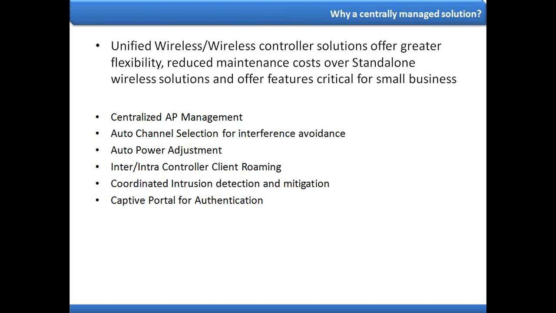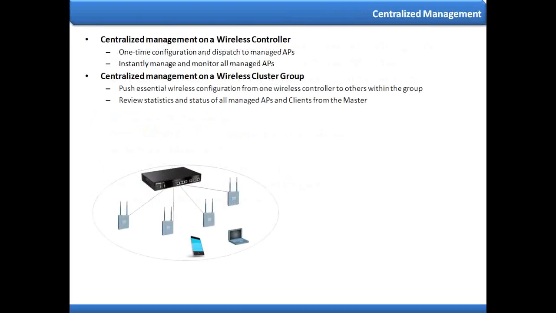Wireless controllers can also provide coordinated intrusion detection and mitigation, something I haven't talked about yet. Your wireless controller should be intelligent enough to allow users who are permitted onto the network, and also make sure that any clients or access points that shouldn't be connected to the network are dealt with appropriately. We also offer a captive portal for authentication, which I'll get into in a moment.